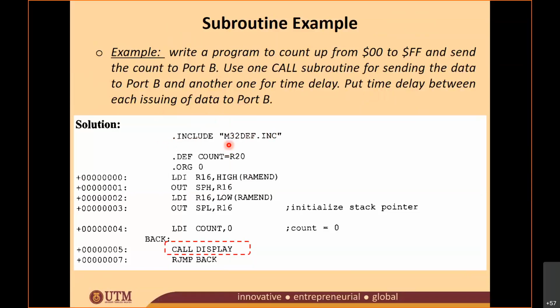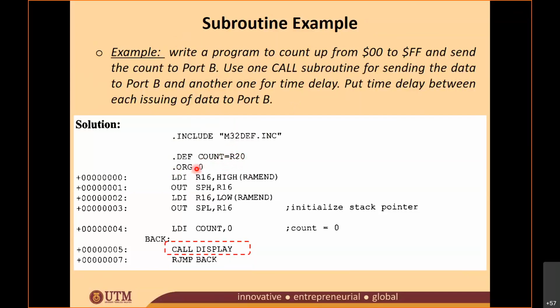So you include the mc2def.inc file and then .def count equal to R20. So what happened here? Apa yang berlaku kat sini in this instruction here? Can you tell me what happened? .def count equal to R20. Anyone? Siapa nak tolong? Okay, so this instruction here, you label your R20 as a count. You name your R20 as a count. So every time you see the count, it means that it belongs to R20.